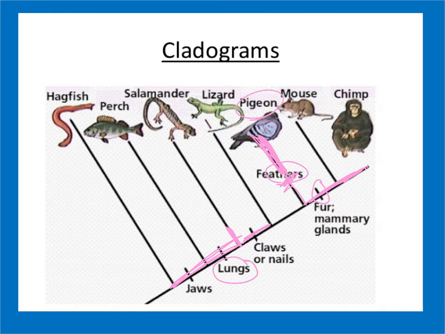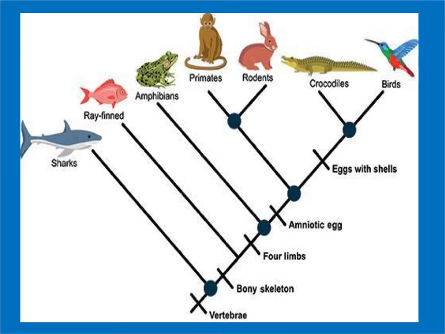So this is a diagram that's going to show how new adaptations, like these derived characters, show up in organisms as they evolve.